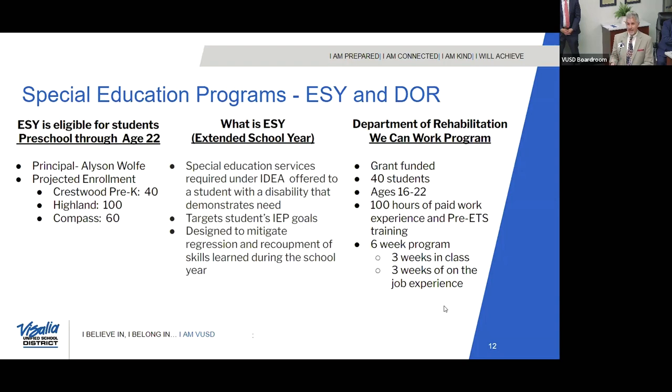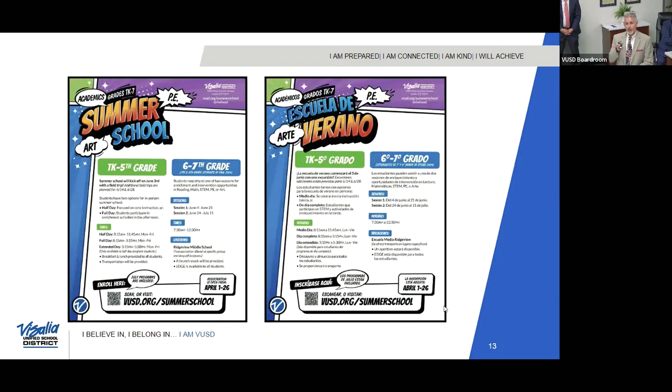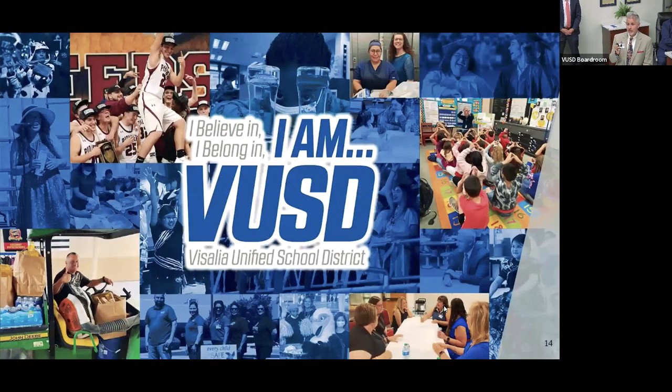And with that said, we also have a flyer here. Registration for summer school for elementary opened up on April 1st, and that was shared out with them. And please know, board, that if our families want to go, we're going to make sure we have room for them. So we have lots of space, lots of opportunities to grow should we need to. And with that said, Mr. Thompson and I are here to answer any questions you might have.